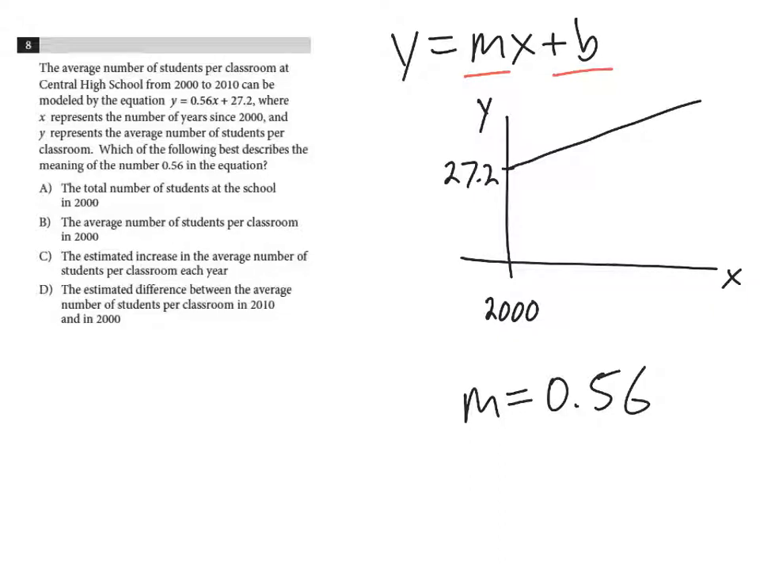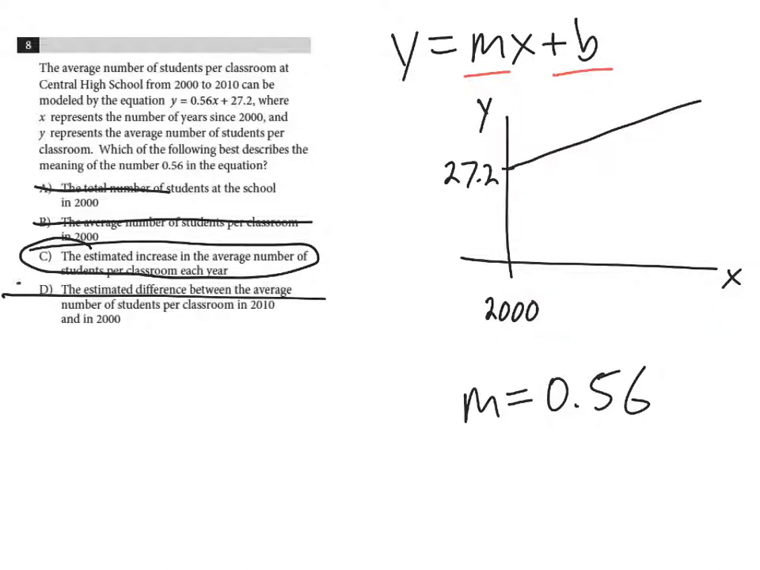So A, the total number of students at the school, no. The average number of students per classroom in 2000, no. The estimated increase in the average number of students per classroom each year, yes. C would be our answer. And D, the estimated difference between the average number of students per classroom, no, that's not it either. Okay, C is your answer.